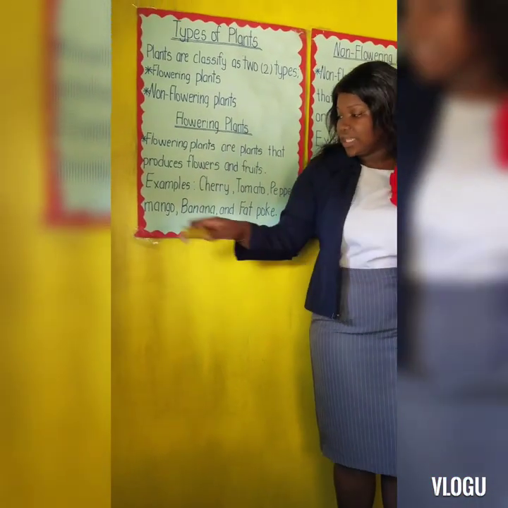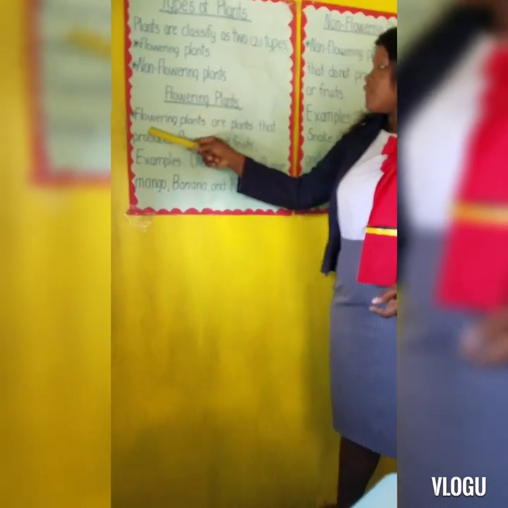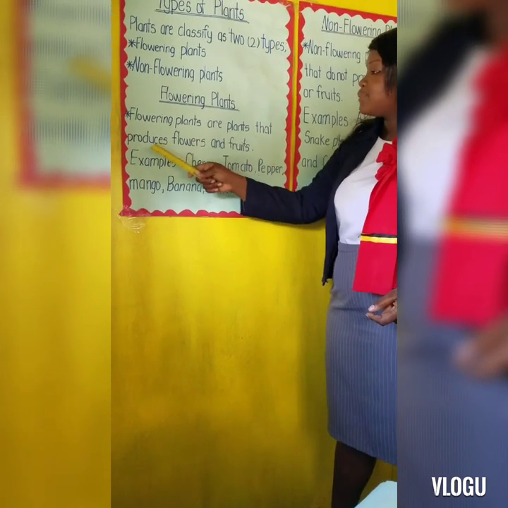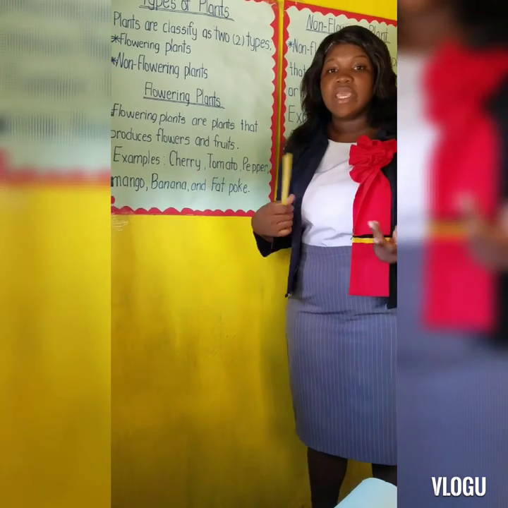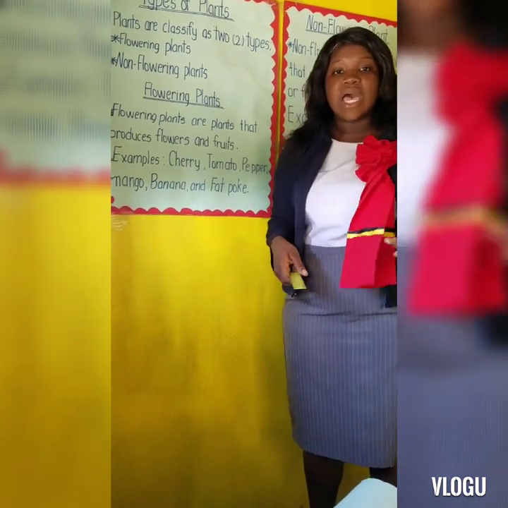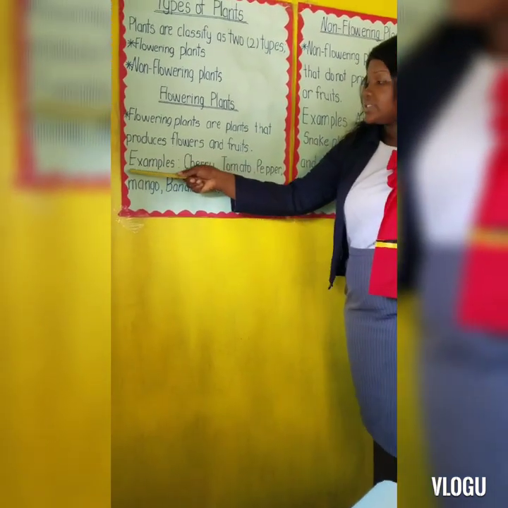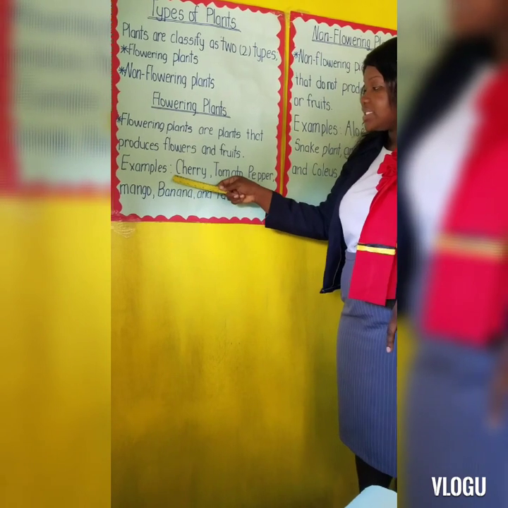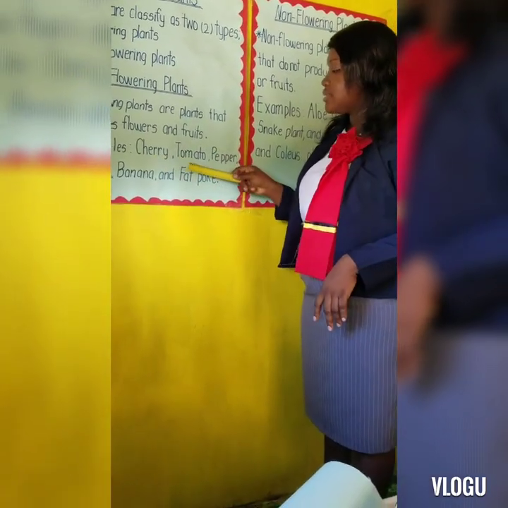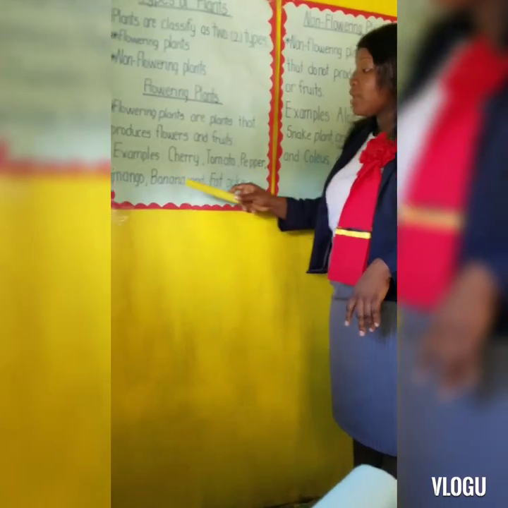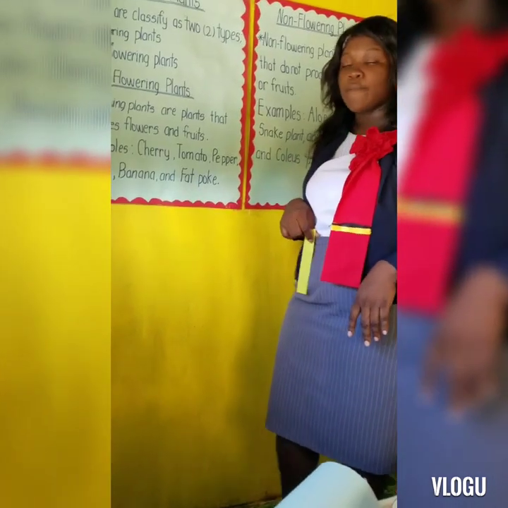Now read what it says here, right? It says flowering plants are plants that produce flowers and fruit. What do they produce? Flowers and fruit. Okay? Here are some examples. We say examples of flowering plants are cherries, tomato, pepper, mango, banana, and fat pork.